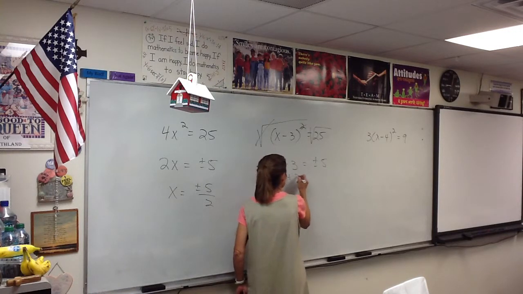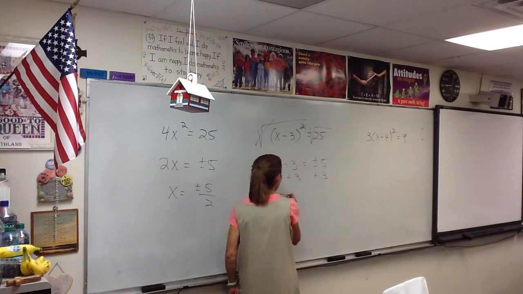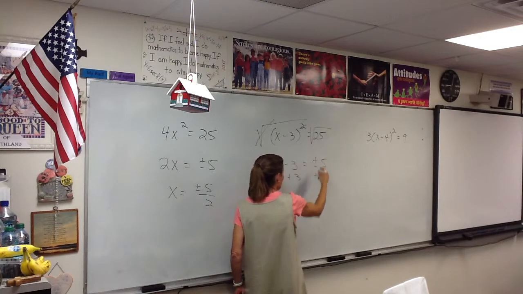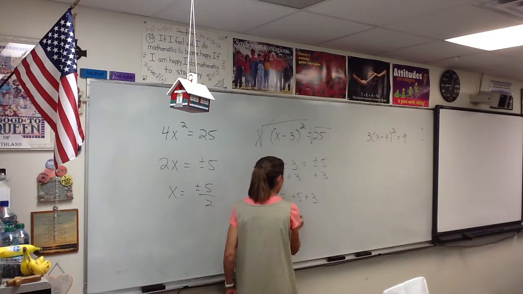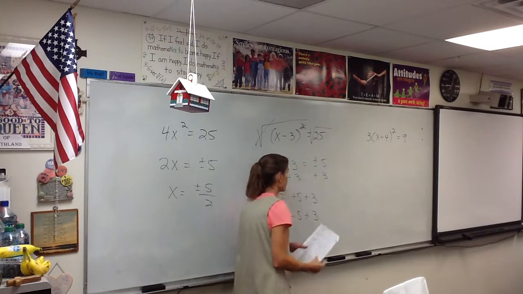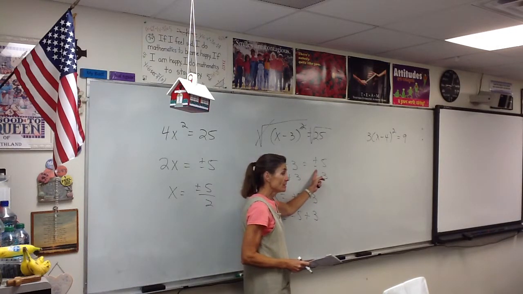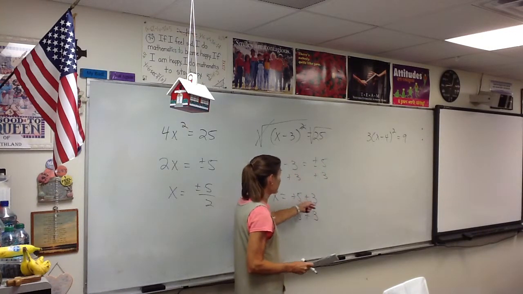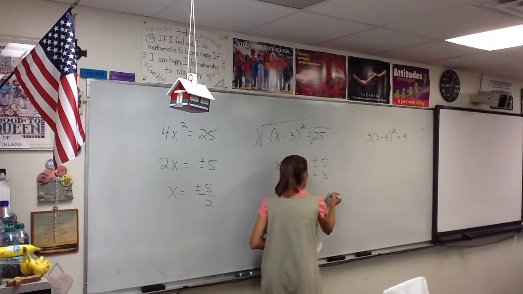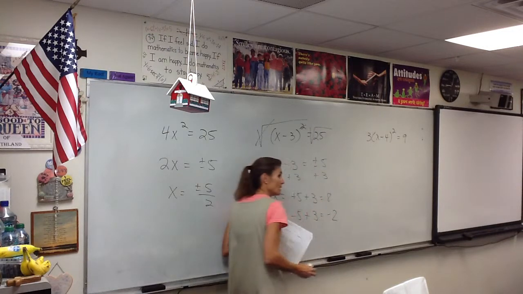Add 3. Now be careful. When you add 3, you're going to have plus 5 plus 3, but you're also going to have minus 5 plus 3. Does everybody see that? Because it's a positive 5 or a negative 5, and you're going to add 3 to both of those. So what's plus 5 plus 3? 8. What's minus 5 plus 3? Negative 2. There are your answers.